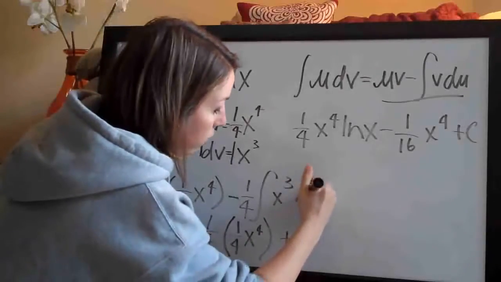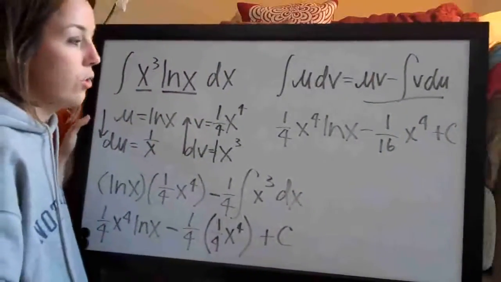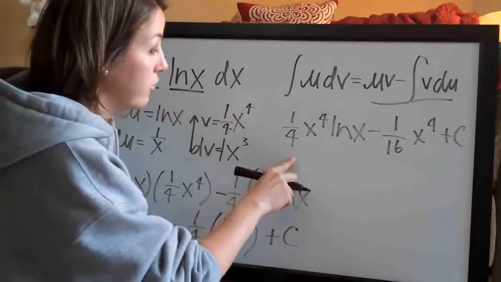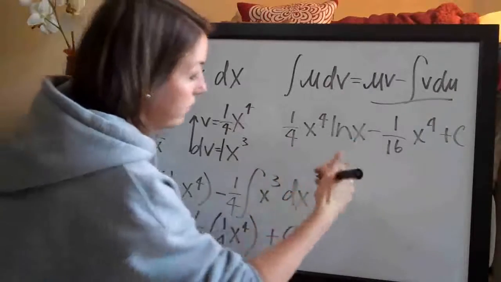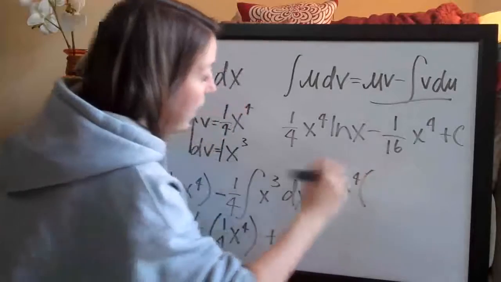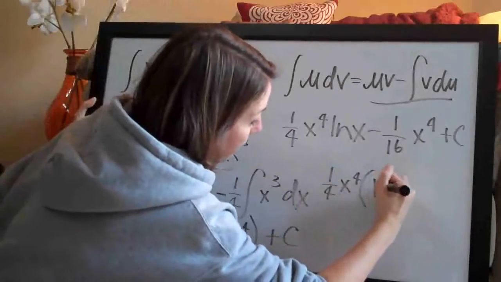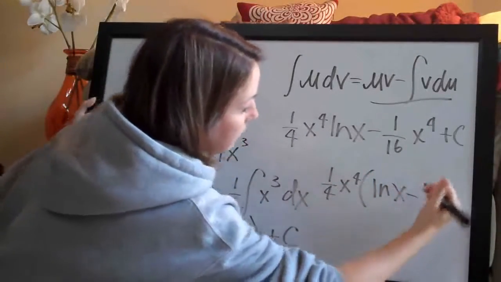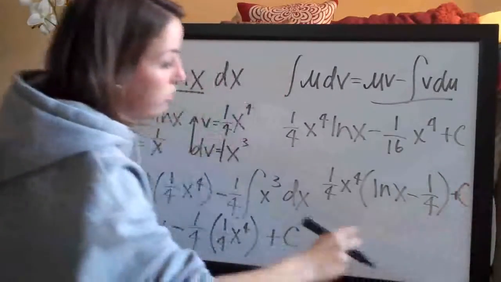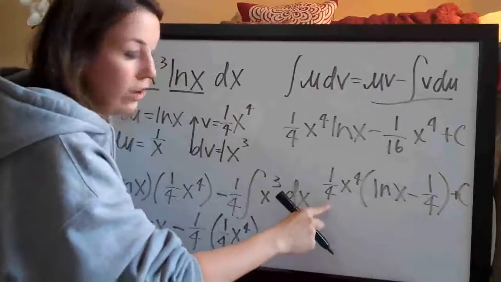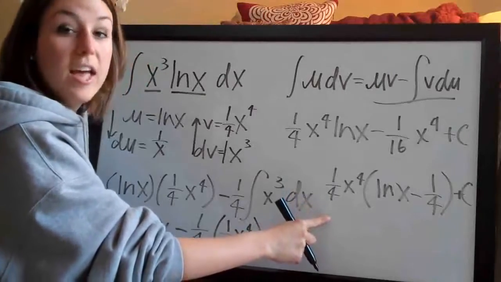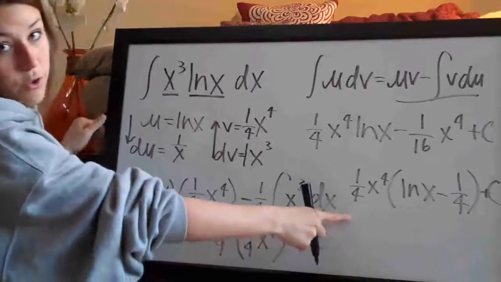And just as a quick note, some professors may ask you to factor this. You could pull out a 1/4 and an x to the 4th, and that answer would just look like this. You'd have 1/4 x to the 4th, and this part would go away, so you'd multiply by natural log of x minus 1/4 plus c. So this is your answer if you factor out the 1/4 x to the 4th. So either of these, they're both the same thing. Either of them works, they're both correct, and those are our final answers.